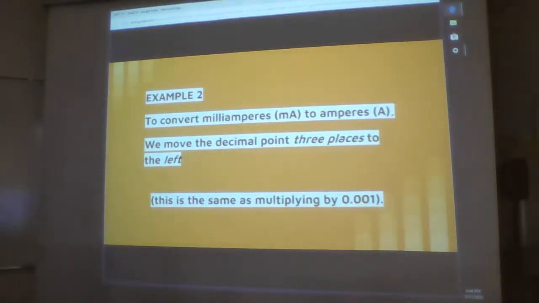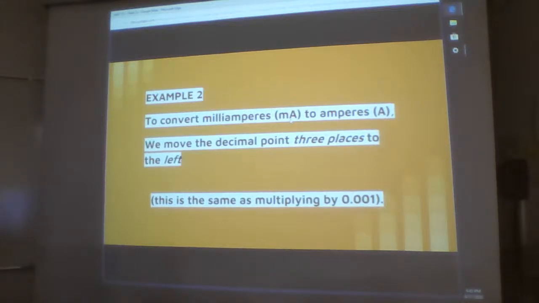Another example, to convert milliamps to amps, we would move the decimal point 3 places to the left. This is the same as multiplying by 0.001. In the example before, we were taking amps and we wanted to know how many milliamps it was. Now we're taking a certain number of milliamps and we want to see how many amps it is. So don't get it confused. It does matter which way you're converting it because it makes a big difference.